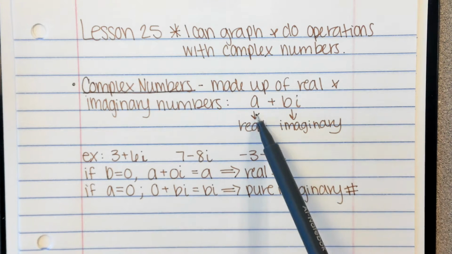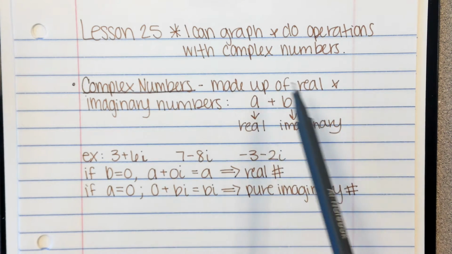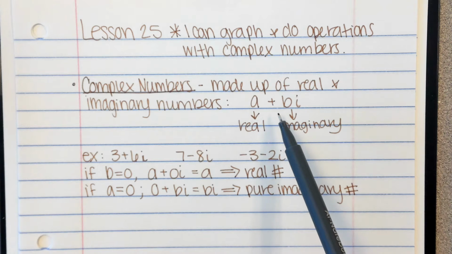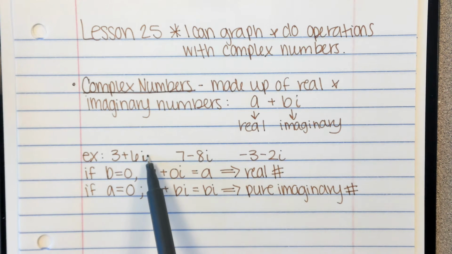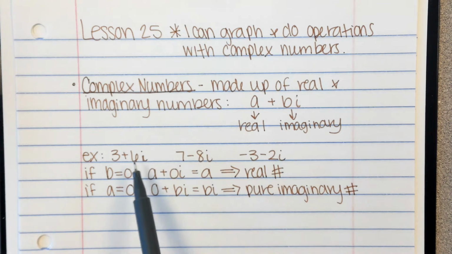This is the form a plus bi, where a is the real part, it's a real number, and bi is your imaginary number. So this together is one complex number. Here are some examples of complex numbers: 3 plus 6i, 7 minus 8i, negative 3 minus 2i. Each of those are complex numbers.